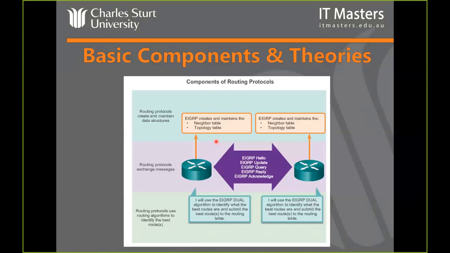And then from that, the routers will grab the best route for every destination network and populate that into the final routing table. So in both those cases of OSPF and EIGRP, we have a neighbor table, a topology table, and then the final routing table.